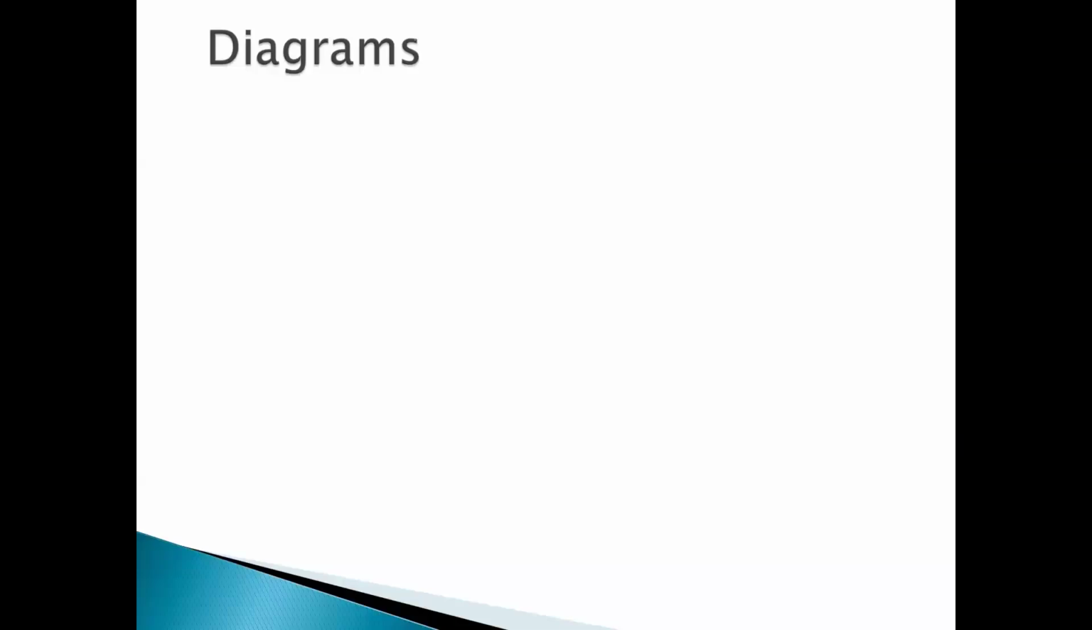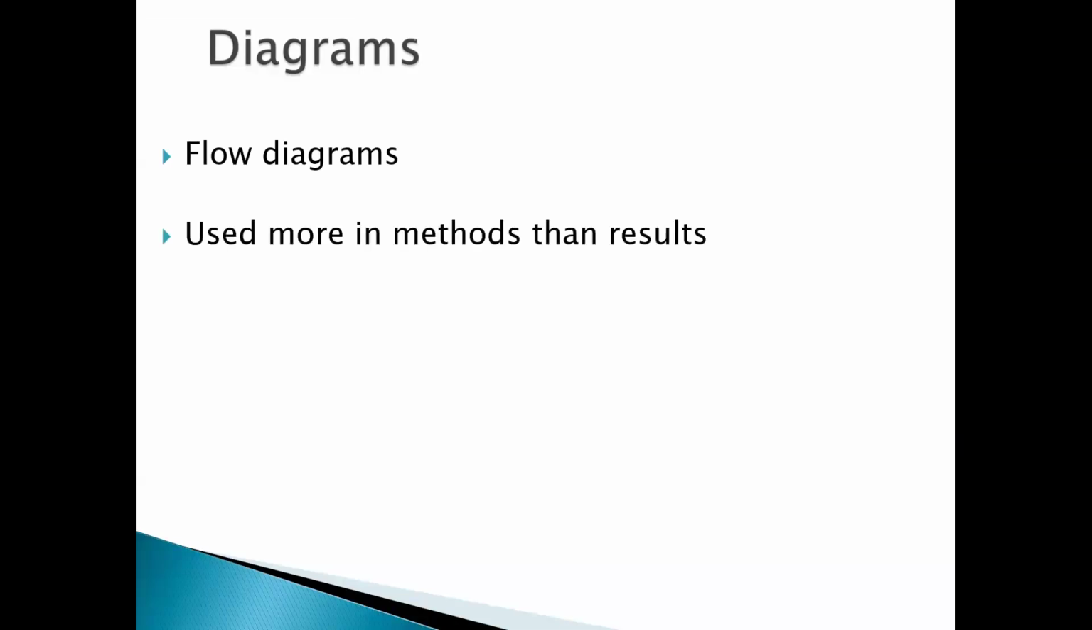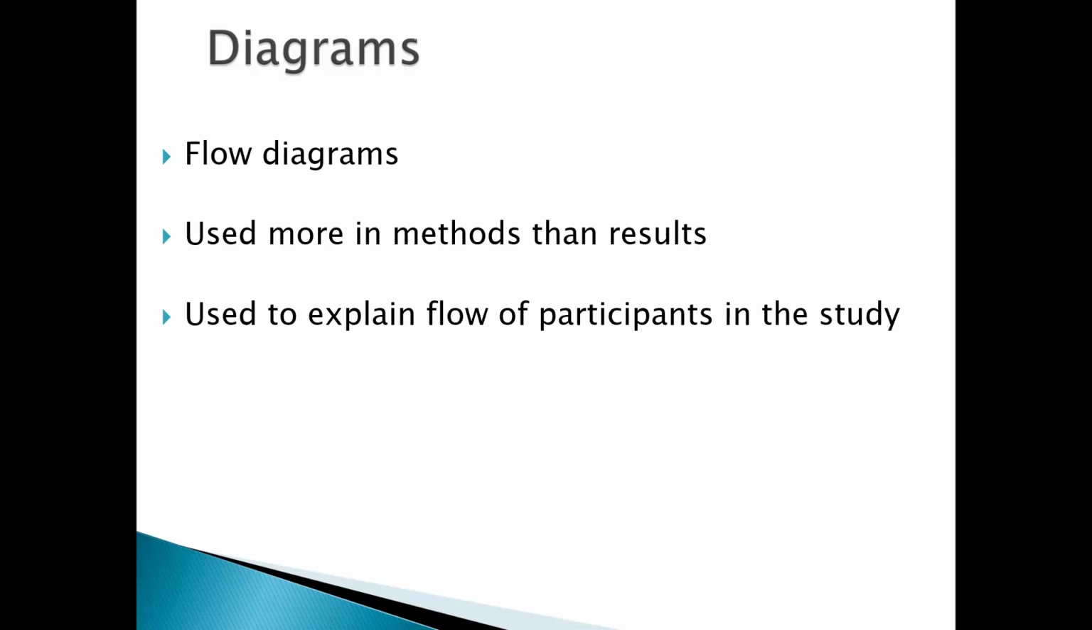Then coming on to the diagrams, most commonly used diagrams are the flow diagrams. These flow diagrams are very commonly used in method sections more compared to the result section. But nowadays, we have started using them in the result section too. In the result section, we use it mainly to explain the flow of participants. When you want to say how many people were screened, how many participants were included, how many excluded, all those details, it is better to explain in the form of a flow diagram.